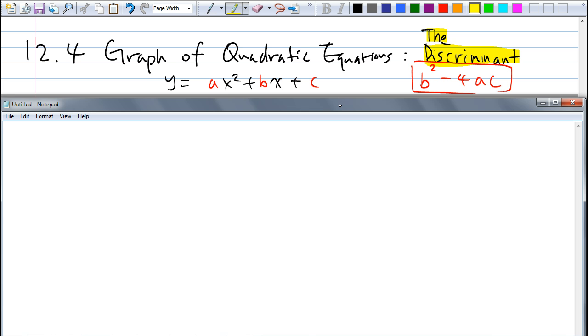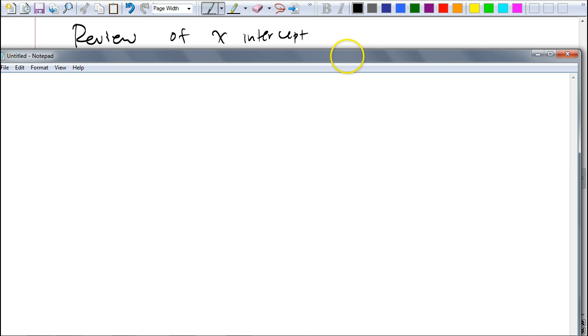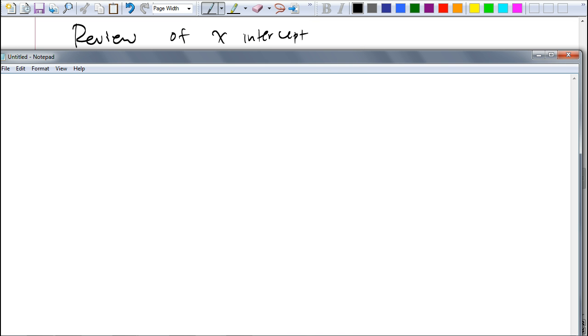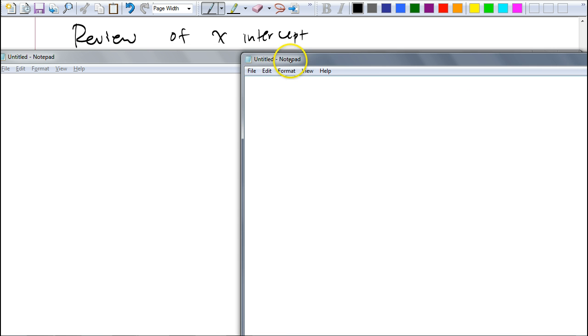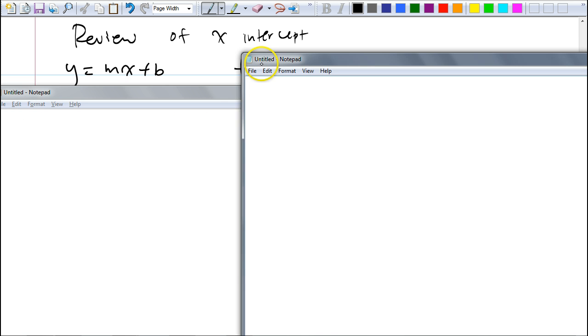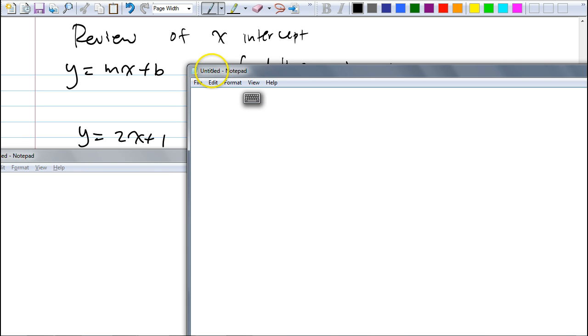Are we good? So before we talk about the discriminant and the quadratic equation and so forth, let's review something. You guys remember how to find the x-intercept for a linear equation? For example, which form do we like in a linear equation? y equals mx plus b. Remember slope-intercept form? We like this form. So for example, if I have this slope-intercept form, y equals 2x plus 1.